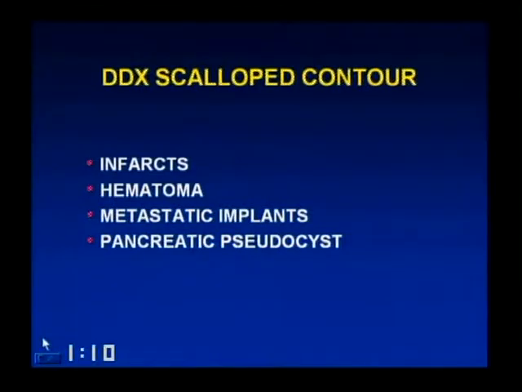What about a scallop contour to the spleen? Let's speak about it from a differential perspective. Things that might scallop the spleen would be infarcts, hematoma, metastatic implants, possibly even pancreatic disease. It's a patient with trauma, a laceration in the spleen that has a typical sawtooth pattern. You want to look for any perisplenic hematoma or subcapsular hematoma, rib fractures as a clue, and obviously the history is quite helpful.